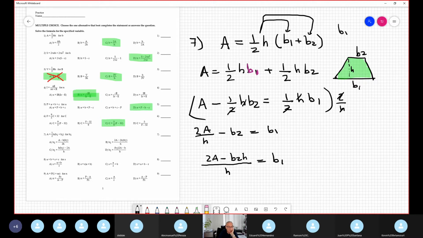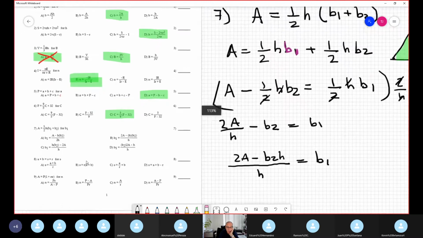Let me try to see what is the best way. 2A minus B2h over h. I suppose it's B. Yes or no? Look. It's B. Ouch. How do you feel? How do you feel?